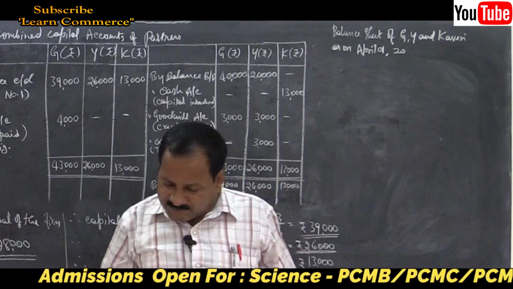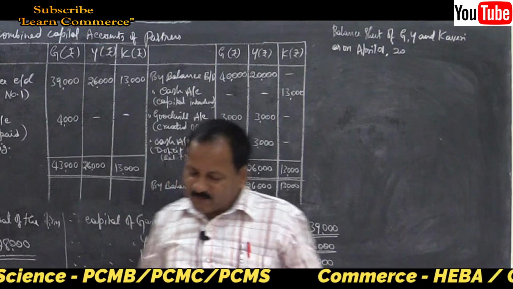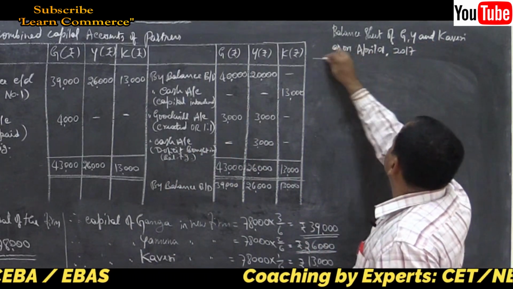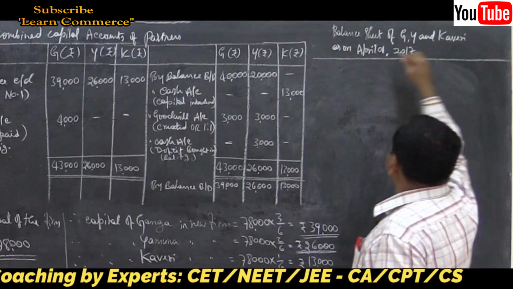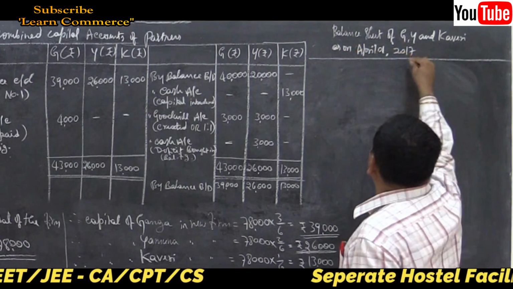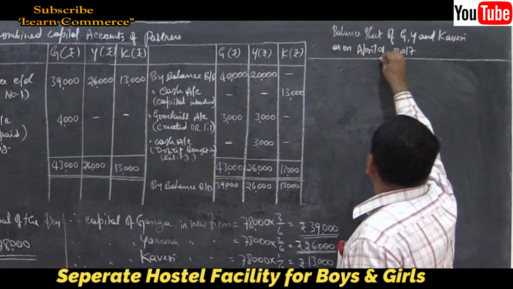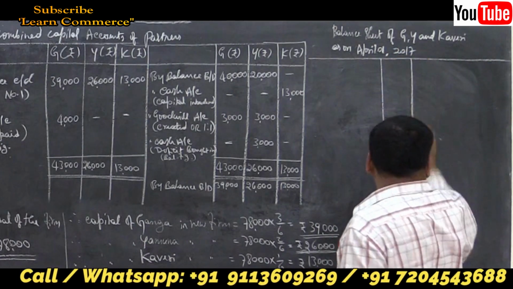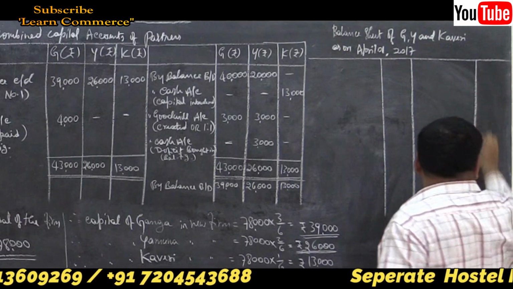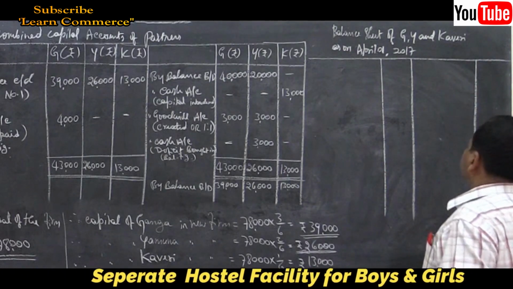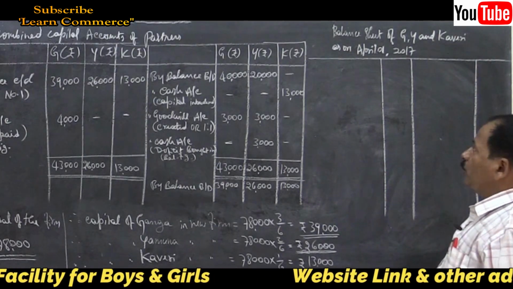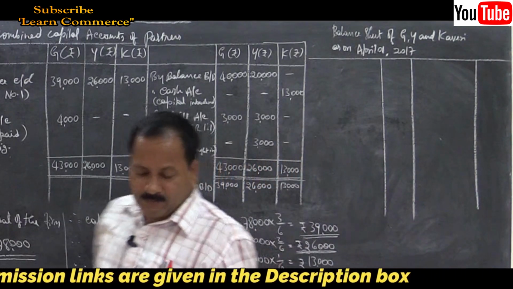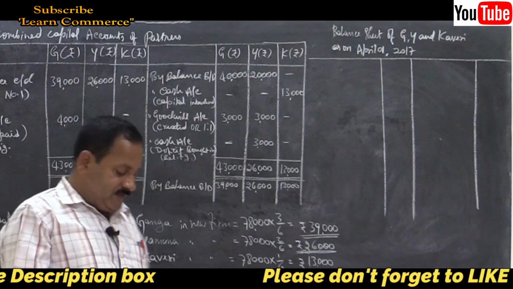See the date, 2017, right? Yes, it is 2017. So, liabilities side, asset side, write liabilities amount in rupees, assets amount in rupees. Don't write debit credit, it is a statement, it is not an account at all. Remember.